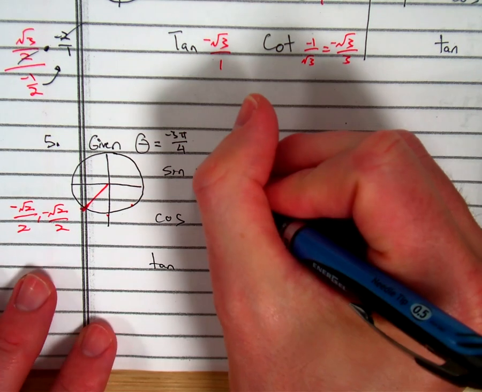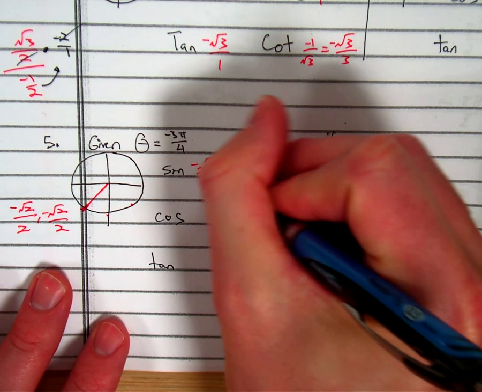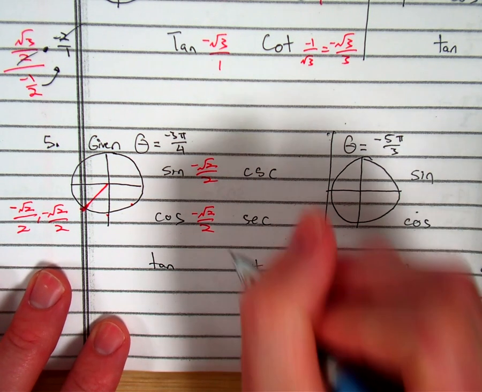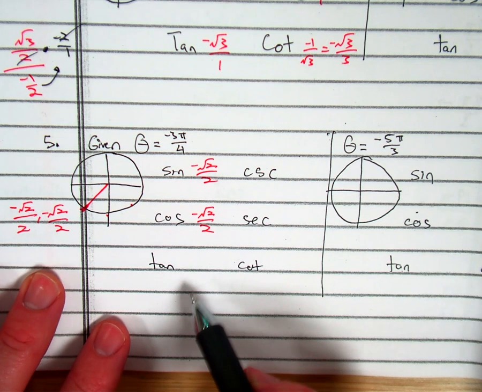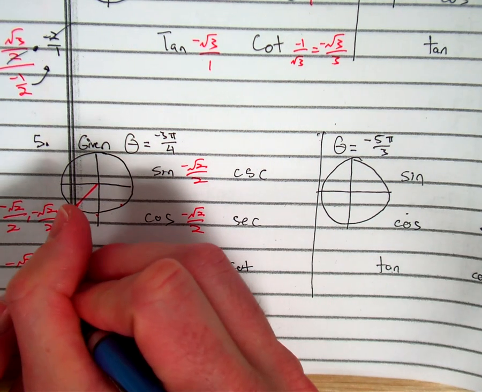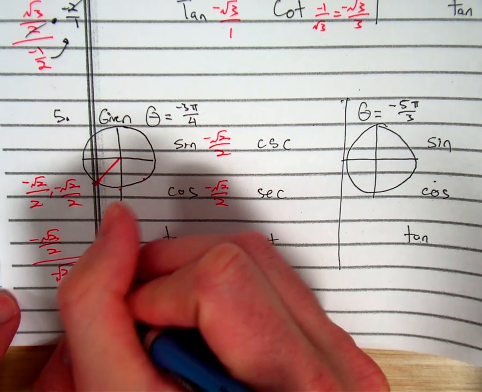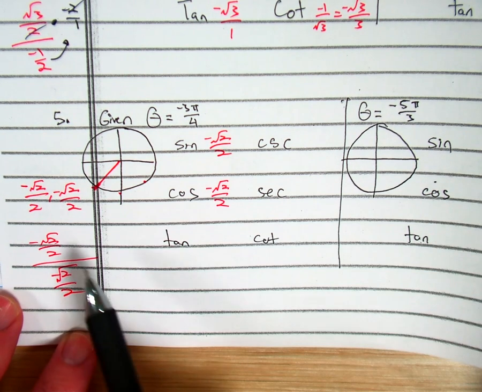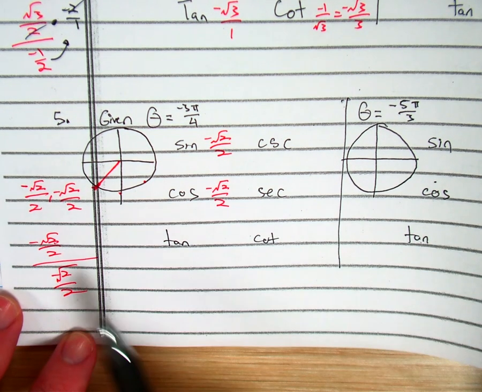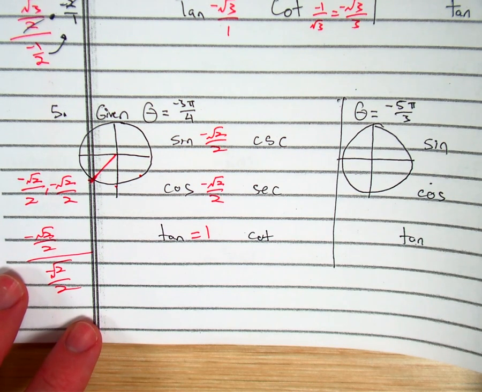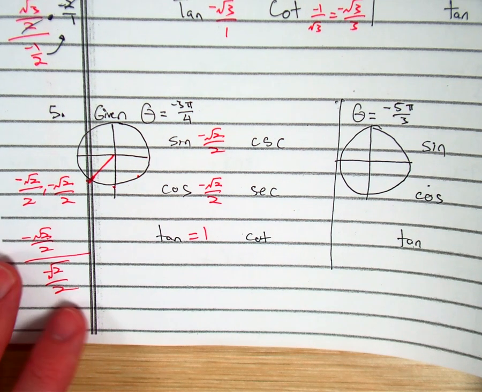So our sine is negative radical 2 over 2. Cosine is also negative radical 2 over 2. And tangent should be 1, because it's going to be this negative radical 2 over 2 divided by the same thing, and something divided by itself should be 1.